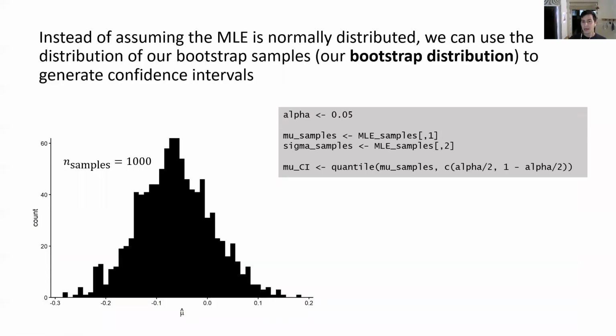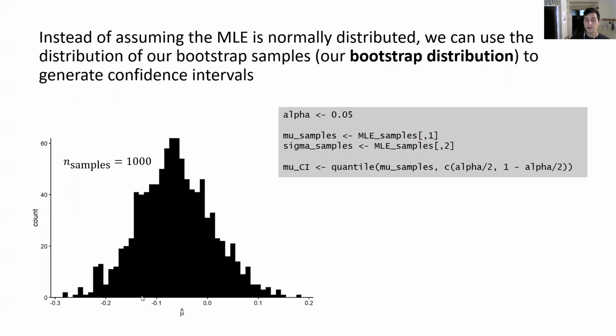But what if it's not the case that the maximum likelihood estimate is normally distributed? Well, one way to obtain confidence intervals is directly from the distribution of our bootstrap samples, which is known as the bootstrap distribution, intuitively. Here, I've obtained 1,000 bootstrap samples of the maximum likelihood estimate for mu and sigma using the same 100 data points from a standard normal distribution that I showed in the previous slide, and I've stored them in this matrix MLE_samples.